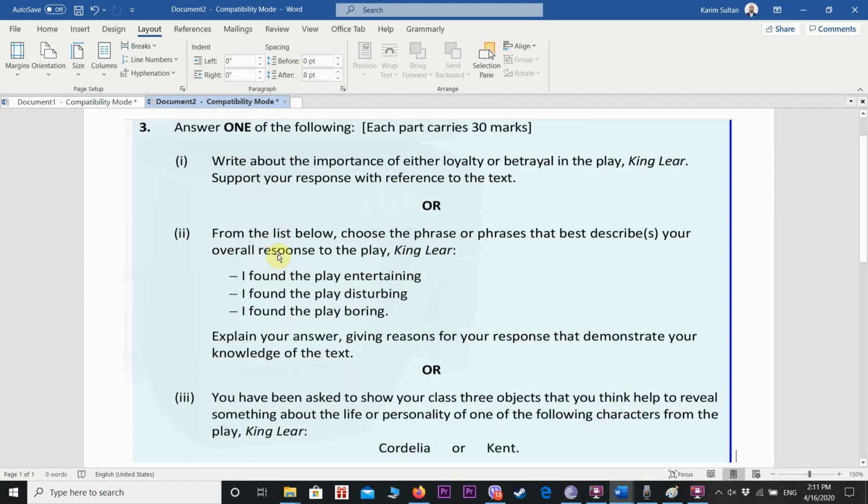I would choose one of these 2. This one is easier than the first, despite the fact that loyalty and betrayal is very easy to talk about. The problem with loyalty and betrayal is that it limits you. However, here, if you look at the set of questions, it says, I found the play entertaining, I found the play disturbing, I found the play boring. Which one would I choose? I would just say I found the play entertaining, for example, and then I can argue so many things. I could talk about every single character and everything that made the play entertaining, right?